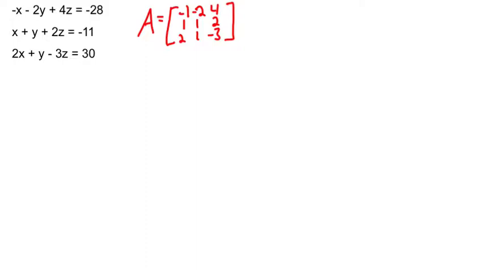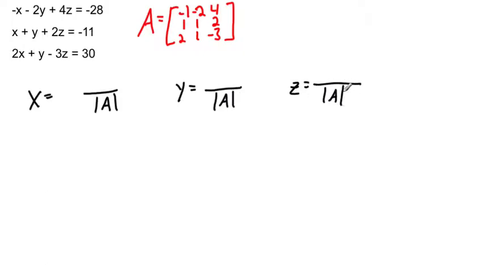Now with Cramer's rule, there's three formulas I need to know. These formulas help me find x, y, and z. So each formula is really nothing more than a fraction. In the denominator of each fraction is the determinant of A, which is nice. The numerator is the determinant of a new matrix. It's going to be modified from your coefficient matrix.